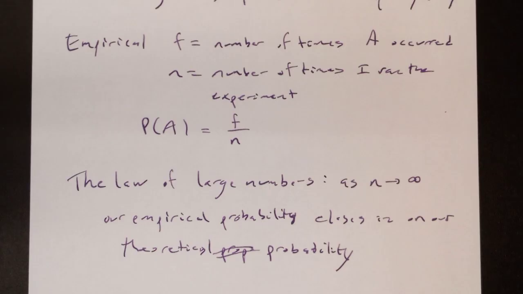Every repetition must be exactly the same. So I can't suddenly decide that instead of flipping it, I'm going to spin the coin and see which way it lands. That's a different experiment. And by the way, that one, the odds are not 50-50.